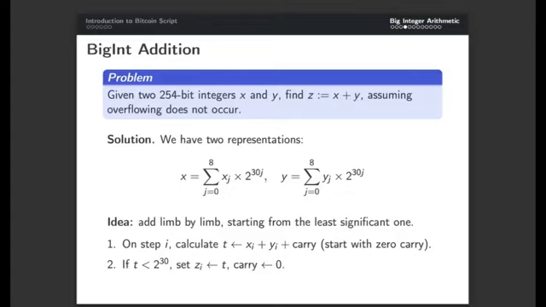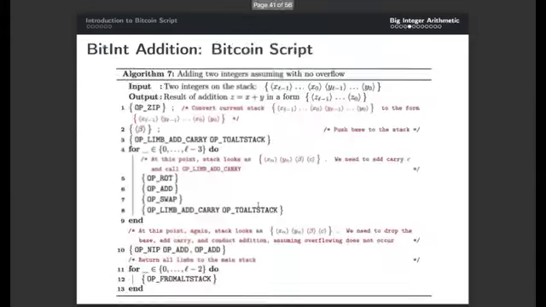Then, if the result, which is the limb of the output, does not exceed the 30-bit range, you simply set it as T and set carry to 0. In case it overflows, so it becomes larger than a 30-bit integer, you subtract 2 to the power of 30 and set carry to 1. And then you proceed with this multiple times. So this is how the low-level implementation looks. I'm not going to go over this because it really requires careful reading and careful manipulation of the stack. But in case you're interested, you can figure out how it works.